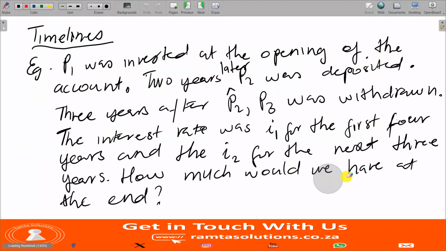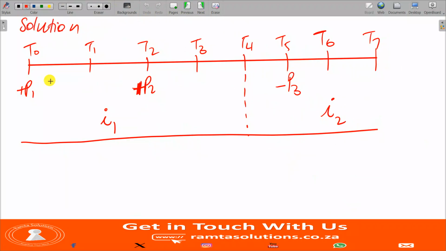The question is, how much would we have at the end? So, guys, pay attention now. This is what we are going to do. First thing first, you will say A equals P into 1 plus i to the power n. This is the general formula.